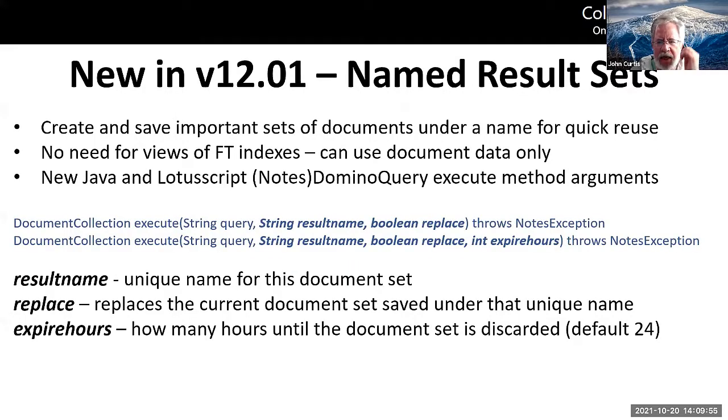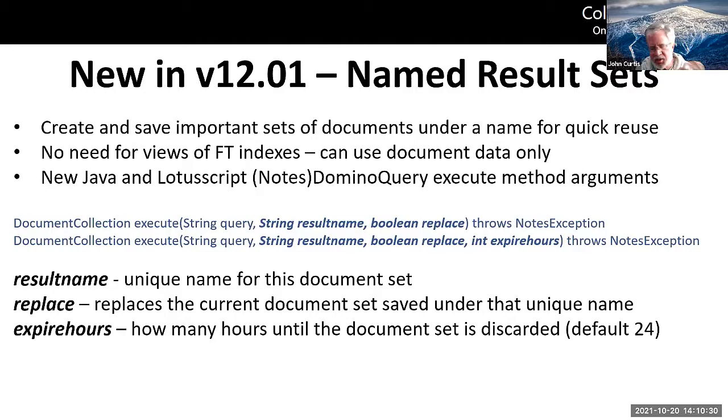Okay, and now I want to get right into the document set discussion, result sets. So people know that DQL produces, or full text index, they produce document collections or notes document collections. Well, we basically said, look, there's a use case here that we want to tap, which is I want to save important sets of documents. I want to find them once and reuse them quickly. I don't want to have to run the query every time.